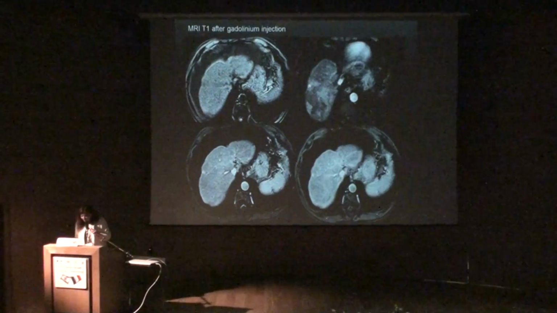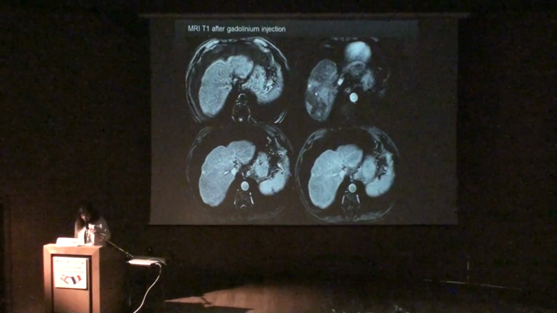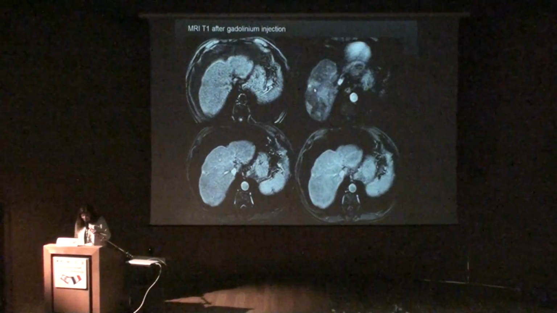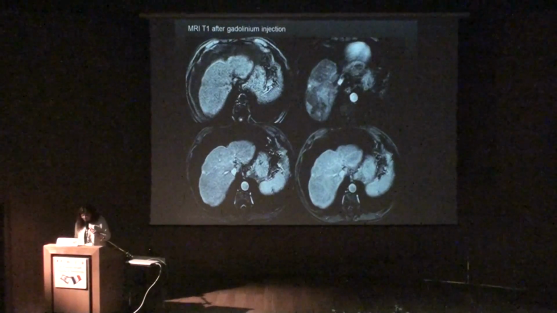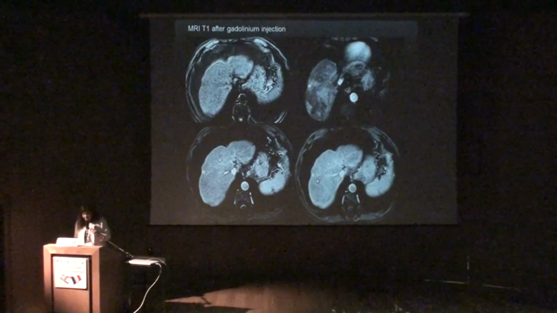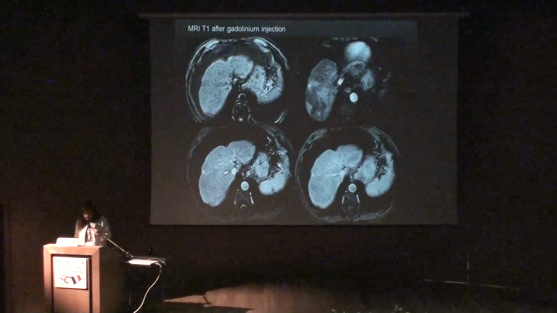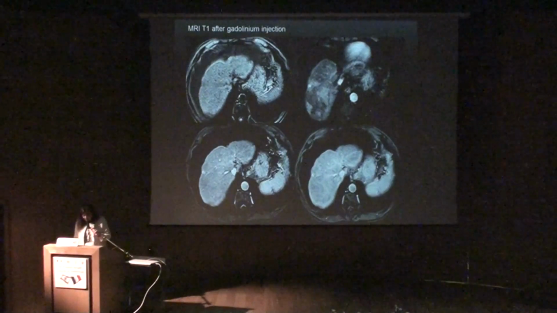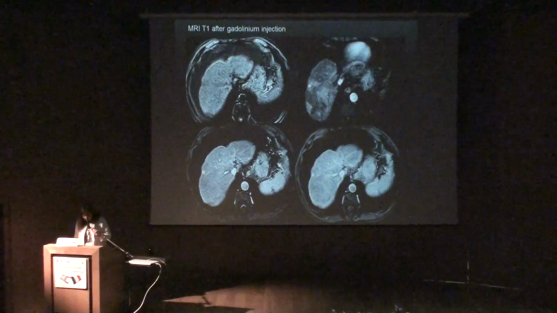And the second lesion has exactly the same aspect as the previous lesions. So we conclude that this patient doesn't have an HCC. We do a biopsy, and the biopsy concludes that it was a cholangiocarcinoma.